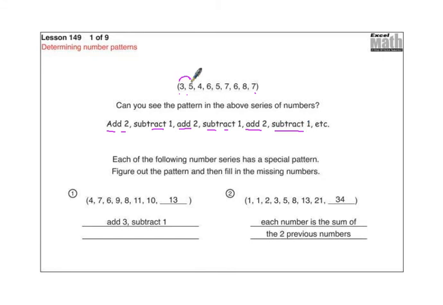3 plus 2 is 5. 5 minus 1 is 4. 4 plus 2 is 6. Minus 1 is 5. Plus 2 is 7. Minus 1 is 6. Get it?